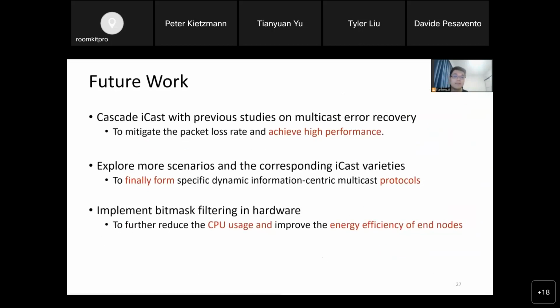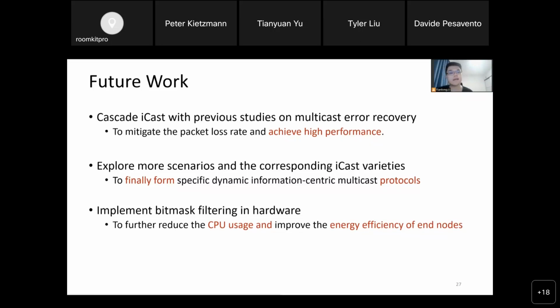In this paper, we design ICAST with minimal link layer modification. The only fundamental link layer modification is redefining the usage of the destination MAC address. Hence, ICAST is orthogonal to previous studies, which focus on multicast error recovery and rate adaptation, and we believe that it is promising to cascade ICAST with them to mitigate packet loss rate and achieve high performance.